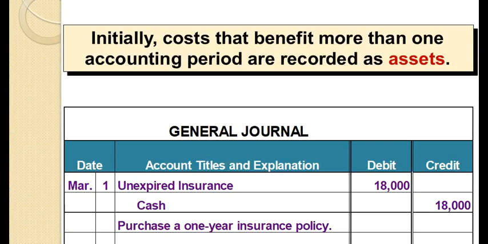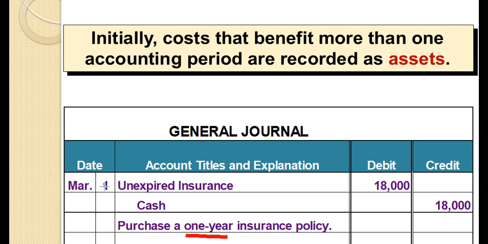Now, converting asset to expense, for example insurance. Initially, costs that benefit more than one accounting period are recorded as an asset. Yes, we are already familiar with this. Now the journal entry related to this is March 1, unexpired insurance of 18,000. We are purchasing an insurance policy on March 1, a 1 year insurance policy.